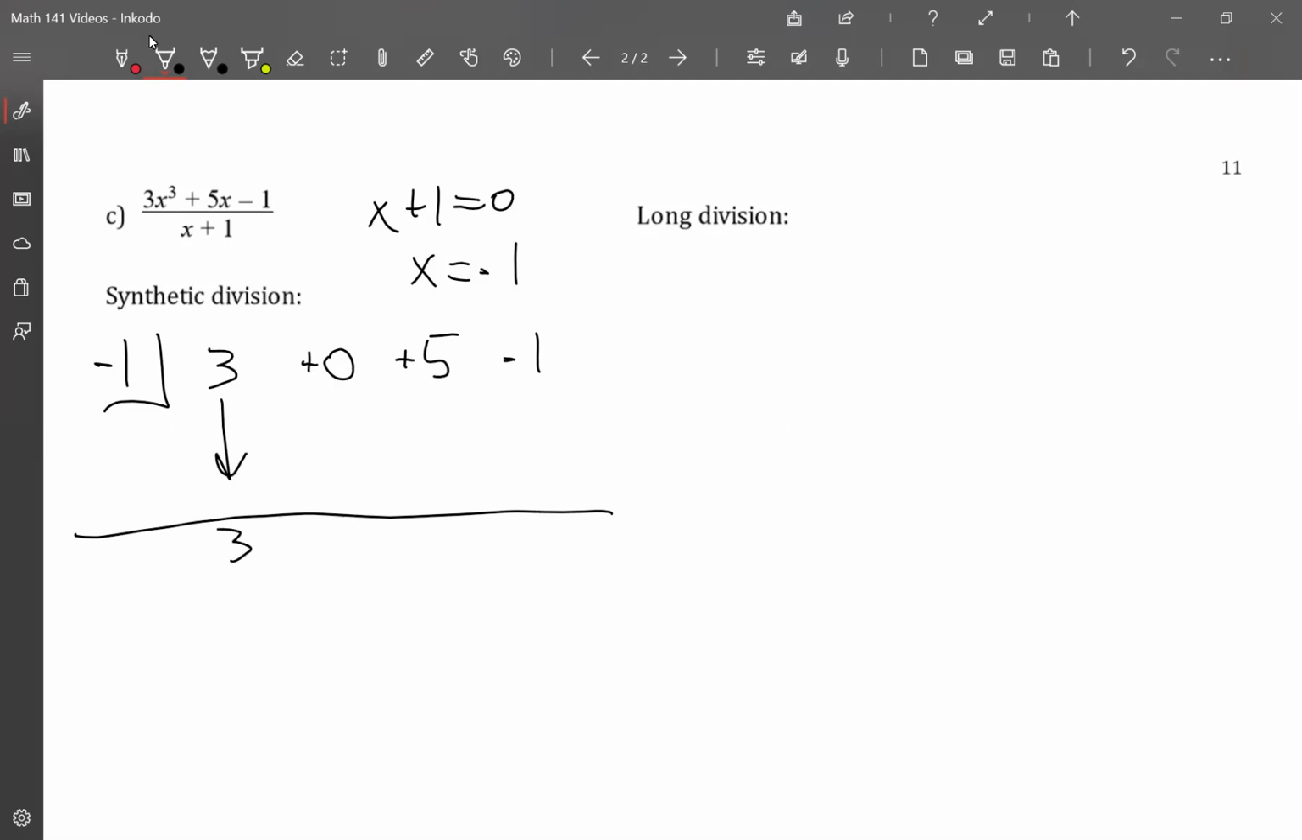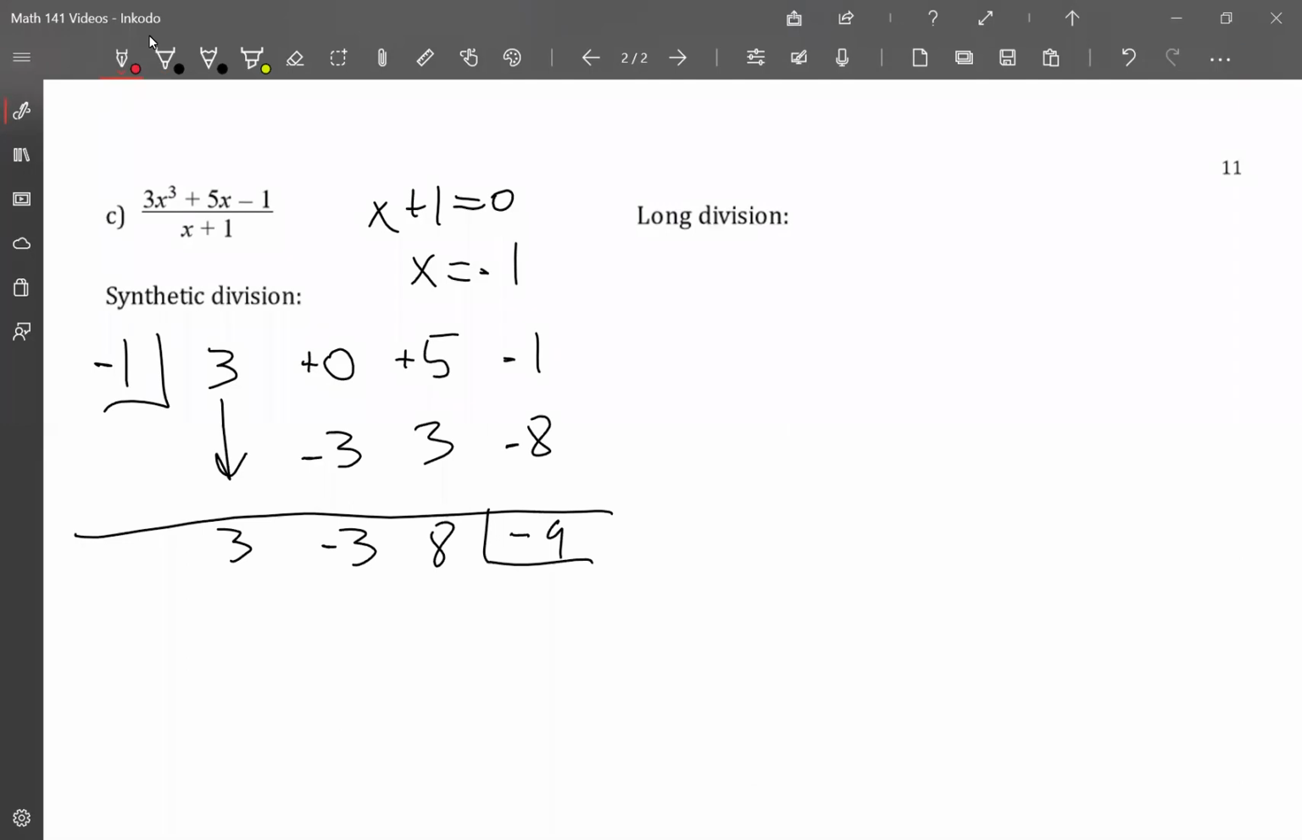Bring down the 3. Multiply negative 1 and 3 to get negative 3. 0 minus 3 is negative 3. Negative 1 times negative 3 is positive 3. 5 plus 3 is 8. Negative 1 times 8 is negative 8. And together that adds up to negative 9. Just need to put my remainder box there.